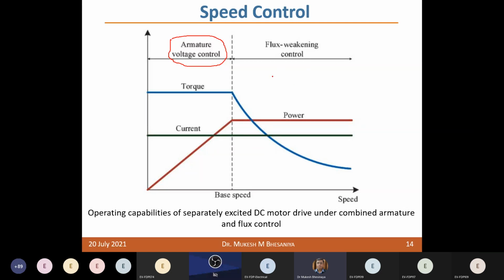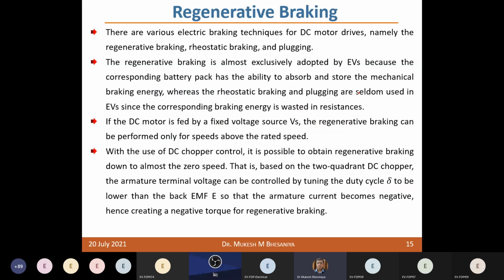By changing the flux, you can then increase the speed, but the torque will fall and the power is constant, because the voltage which is applied will be constant, right? It is at this instant operated at a rated power, and then you keep that power constant. So there is an effect on the torque when you further increase the speed by field weakening or flux weakening, right?